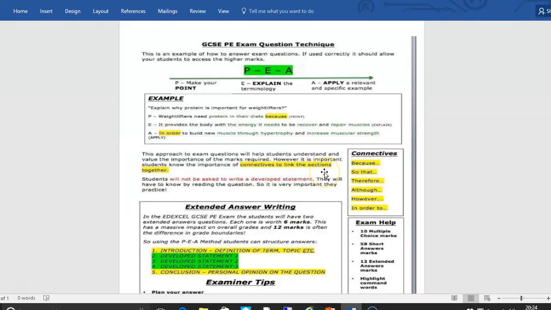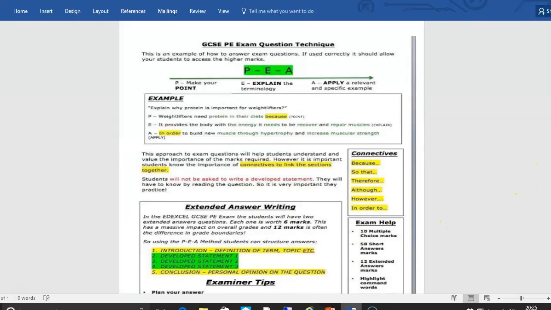This approach to exam questions will help students understand and value the importance of the marks required. However, it is important that you link sections of the answers together, so use connectives. Remember, you get marked on your quality of written communication here, so use connectives such as because, so that, therefore, however and although. Where possible, always give an introduction, define it, lead into that topic.